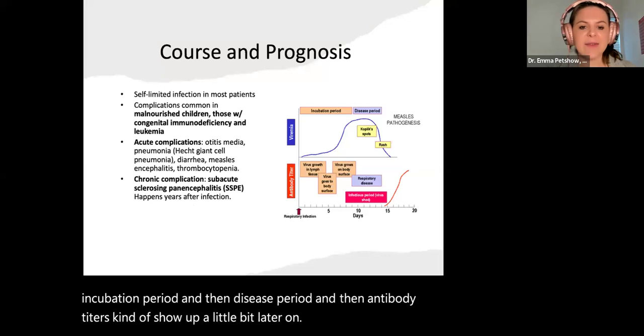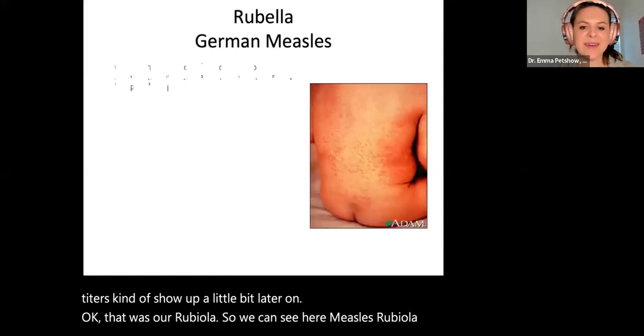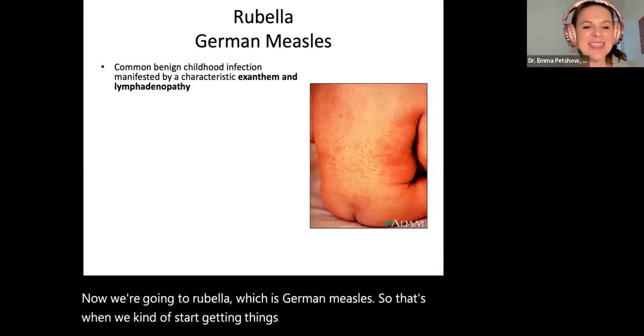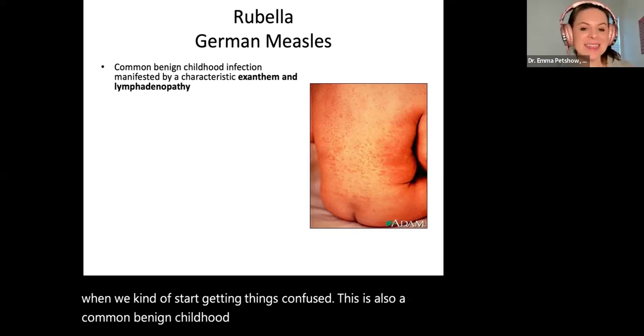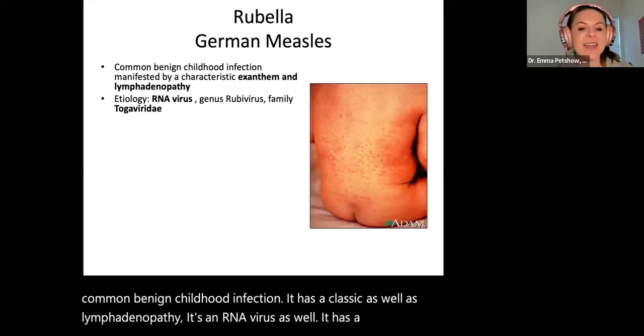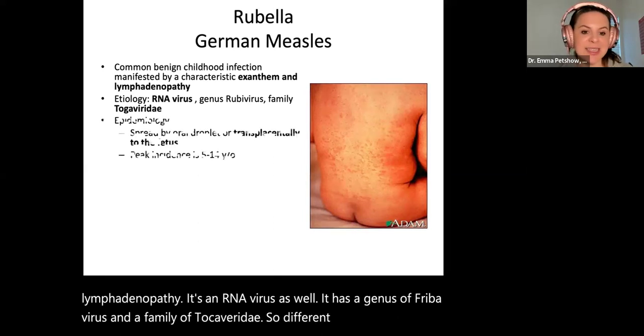Okay, that was our rubeola. So we can see here, measles, rubeola. Now we're going to rubella, which is German measles. So that's when we start getting things confused. This is also a common benign childhood infection. It has a classic exanthem as well as lymphadenopathy. It's an RNA virus as well. It has a genus of rubevirus and a family of togaviridae. So different family, different genus.